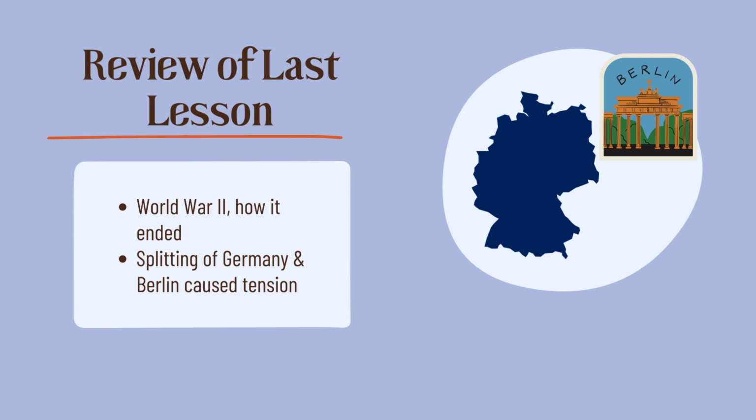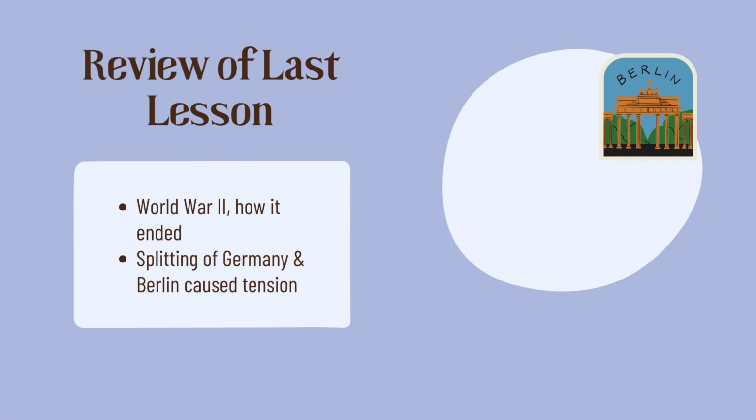And then the city of Berlin itself, which is inside of Germany, the capital city, is further divided into an east and west side. So that kind of leads you into what's happening in this lesson. There's tension between the two groups who used to be allies. Remember, USSR and France, United Kingdom, and United States used to all be on the same team for World War II.